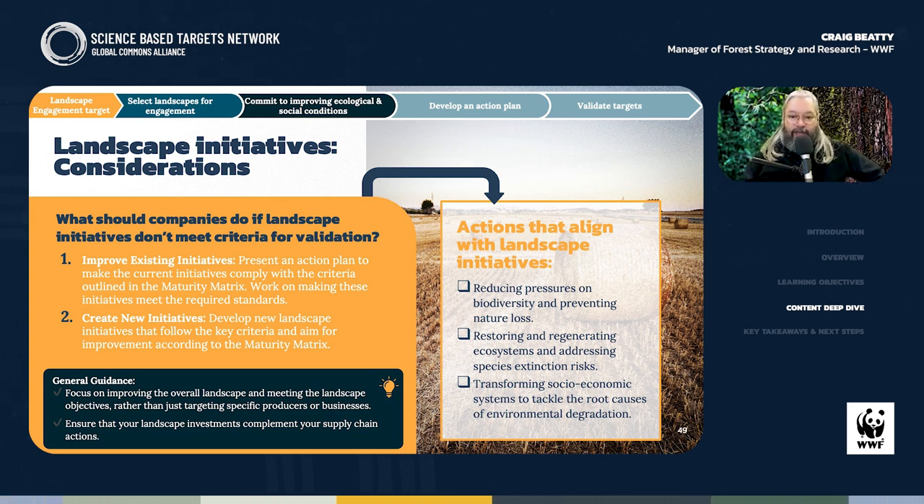Whether a company is engaging in a landscape initiative that is already mature or planning to establish a new one, the vision should aim to contribute to a range of activities that will reduce pressures on biodiversity and prevent nature loss, restore and regenerate ecosystems and address species extinction risks, and transform socioeconomic systems to tackle the root causes of environmental degradation. These efforts are crucial for ensuring thriving and resilient landscapes, which is the point of this target.